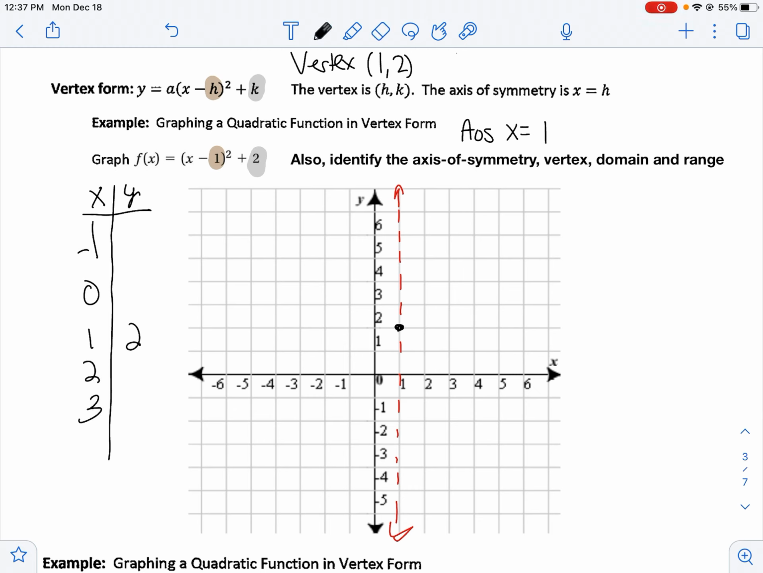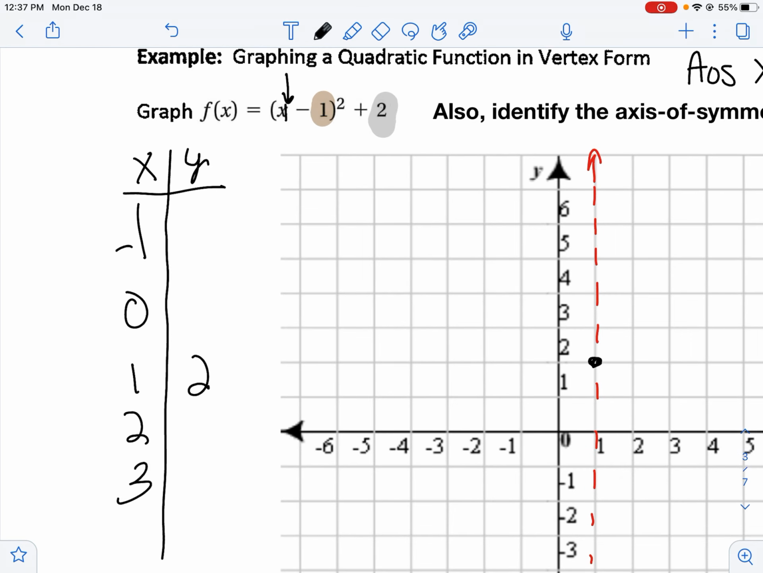All right, so you're going to plug in a negative 1 here to start, right? Negative 1 minus 1 gives you negative 2 squared, which is 4, right? Plus 2, that gives you 6, right? Now I'm going to plug in a 0 here. 0 minus 1 is negative 1, right? Squared plus 2. Negative 1 squared is 1, plus 2 is 3.